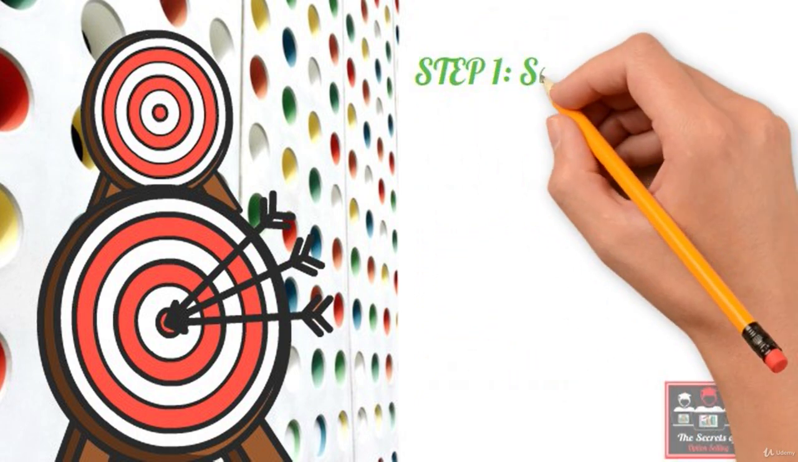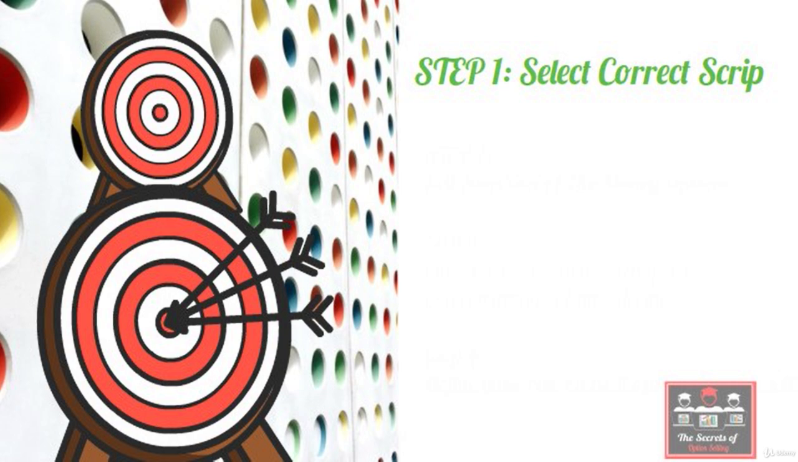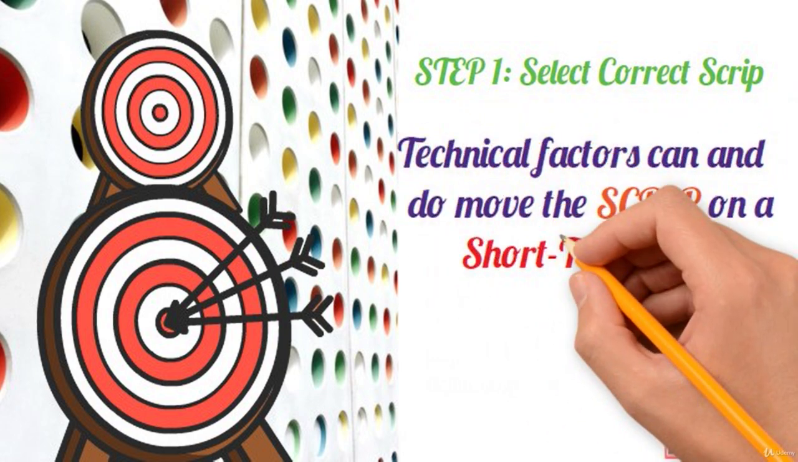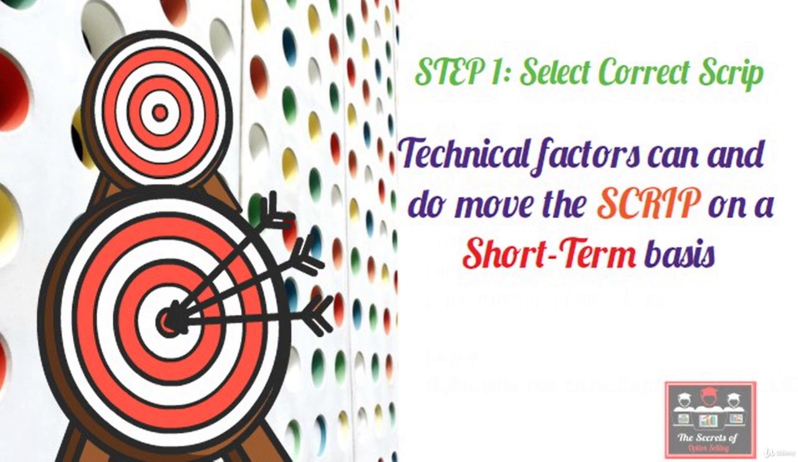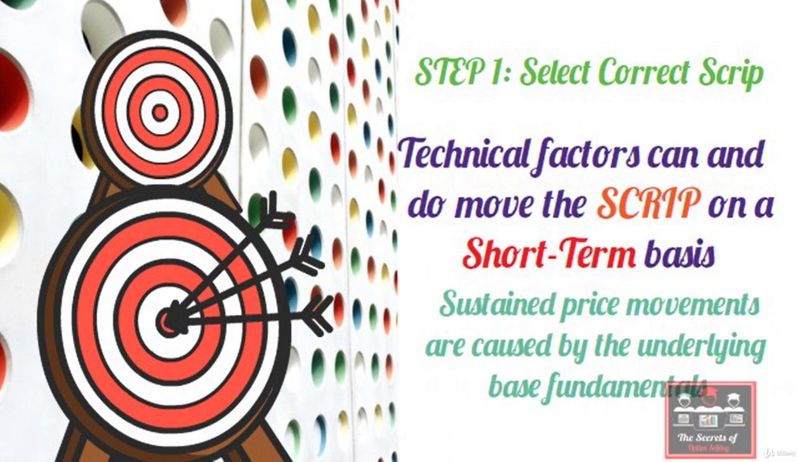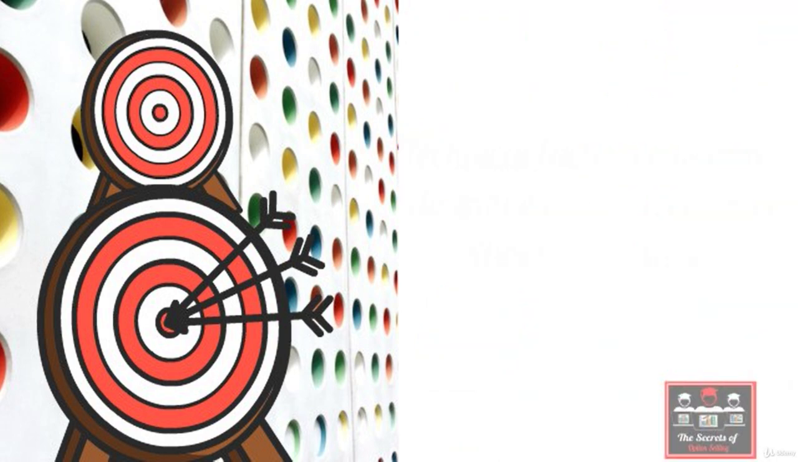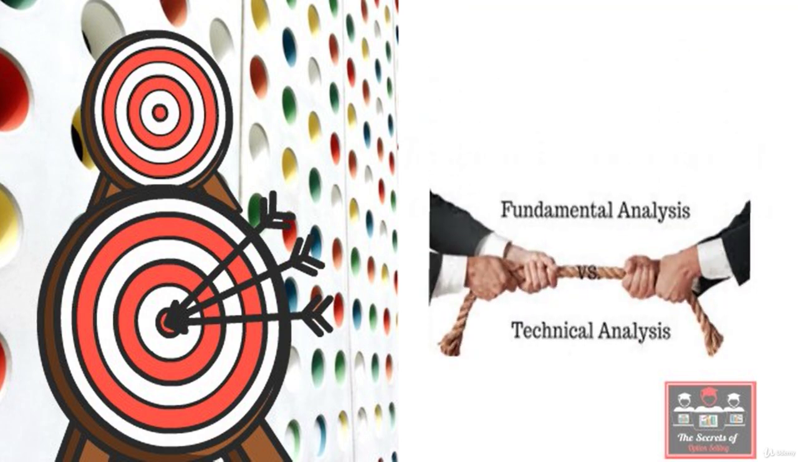In beginning your search for the best option to write for your portfolio, you must begin to familiarize yourself with the key fundamentals that affect each script, or at least the script in which you wish to trade. Technical factors can move the script on a short-term basis. However, long-term and sustained price movements are caused by the underlying base fundamental of a specific underlying. And whereas technical indicators may reflect these fundamentals, they do not determine the ultimate direction of the script. Nonetheless, short-term technical moves will often occur in outright contradiction to the long-term fundamentals.